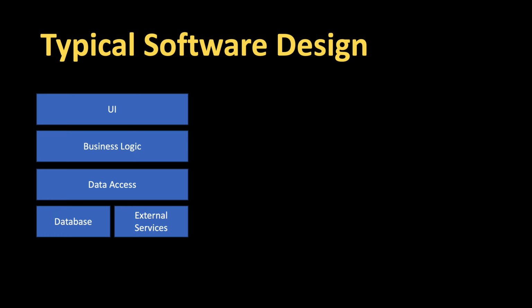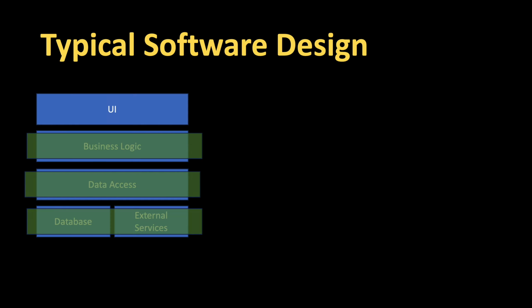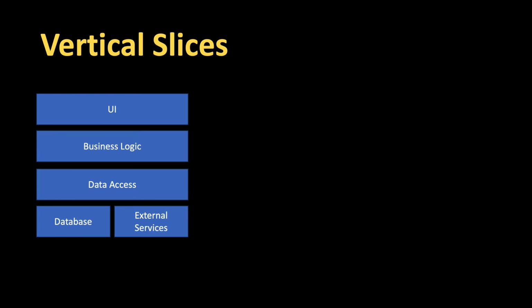Now, traditionally, a horizontal slice development pattern might go like you develop your database and external services first, and then you develop your data access layer, and then you develop your business logic, and then you develop your UI, or maybe vice versa. Maybe you start with your UI and go down. However, this is considered not a good practice. And one of the best practices we have is to build by vertical slices.